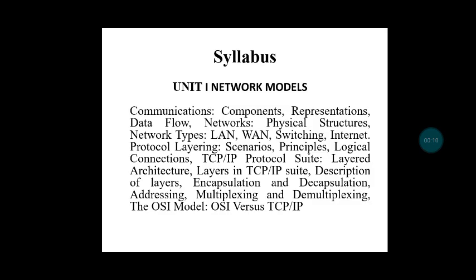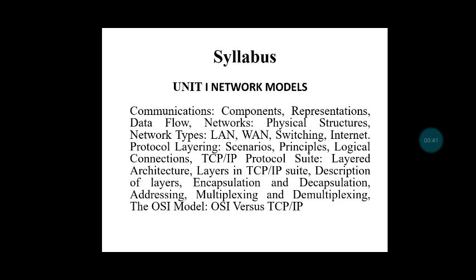In this unit we discuss communication, what is the need of communication, and what are the different types of components, and then representation of data flow, networks and physical structure of the network types. We have several network types: PAN, LAN, MAN, WAN, switching and internet protocol layers, scenarios, and then principal logical connection between the networks.